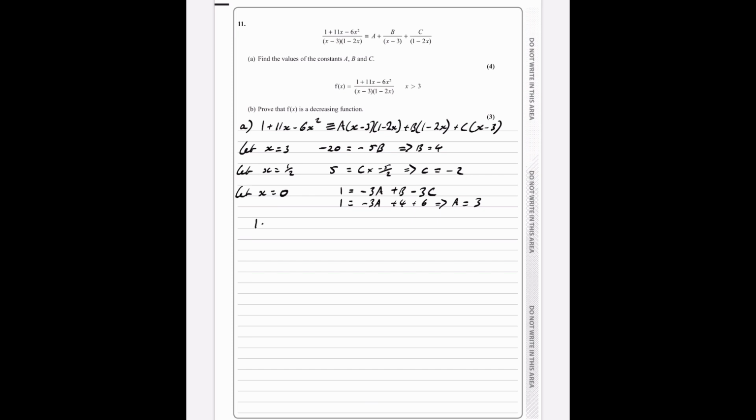So all that remains is to now rewrite the fraction 1 plus 11x minus 6x squared all over x minus 3 and 1 minus 2x as the partial fractions. 3 plus 4 over x minus 3 minus 2 over 1 minus 2x. If you've written plus and then minus 2 over 1 minus 2x at the end, that's absolutely fine.